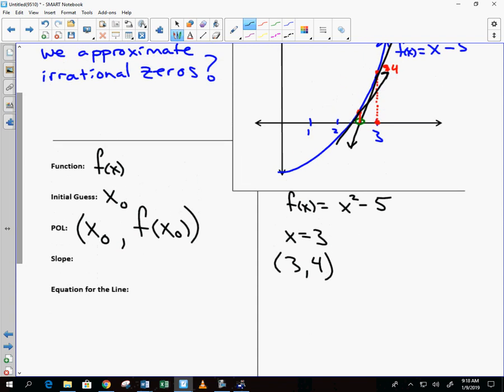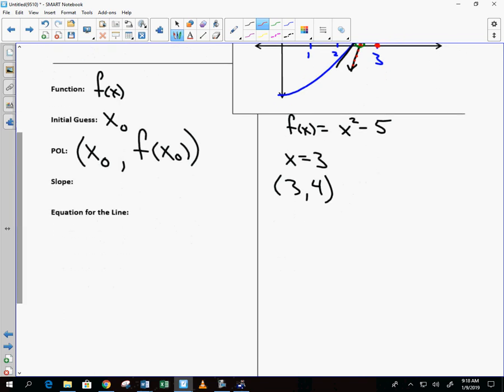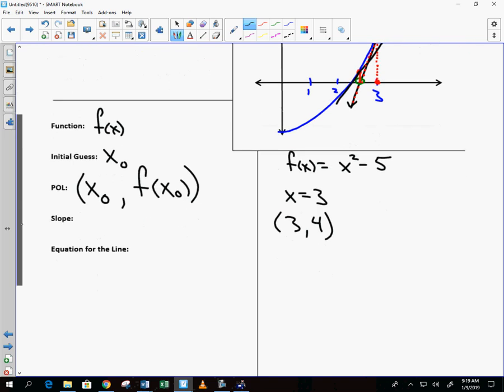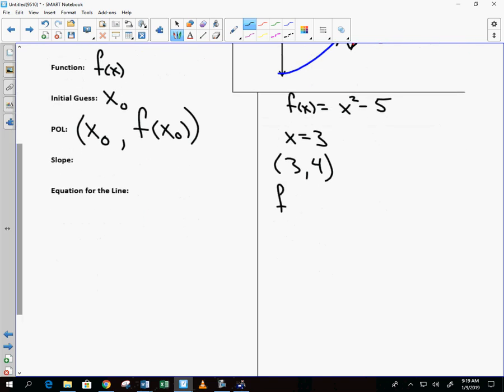Great. So now what I need is, you see, in order to find his second guess, he took this line right here, and he found the x-intercept, didn't he? So we need an equation for a line with slope. That's our next question: how would we determine the slope of that line? How would we determine the slope of anything? Okay, that's the equation for a line, but how do we determine the slope of the function at this point? Take the derivative. What's the derivative of x squared minus 5? 2x. f prime of x is equal to 2x.